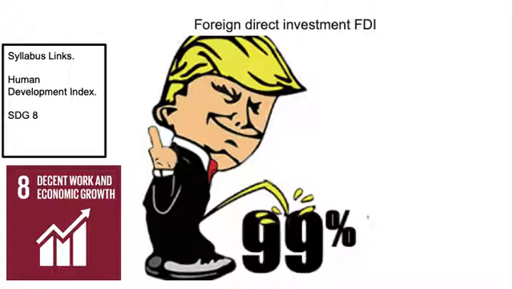This has, of course, big implications for the Human Development Index and SDG 8. But also remember, you can look at other SDGs, for example, those that focus on health and those that focus on education. The trickle-down theory simply does not work for the poorest.